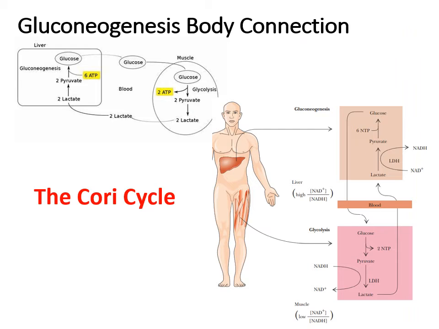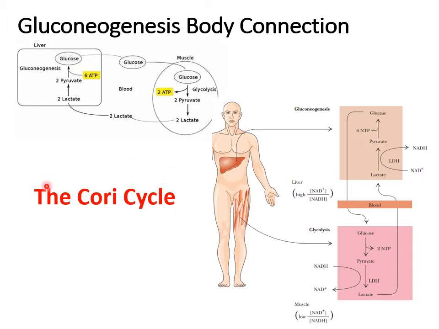Okay, now that you're familiar with glycolysis and the term gluconeogenesis, I want to give you a body connection, a big picture idea. I want you to circle, star, highlight this term here. Make sure you write in your notes the Cori cycle. Cori is named after the person who actually found this cycle.